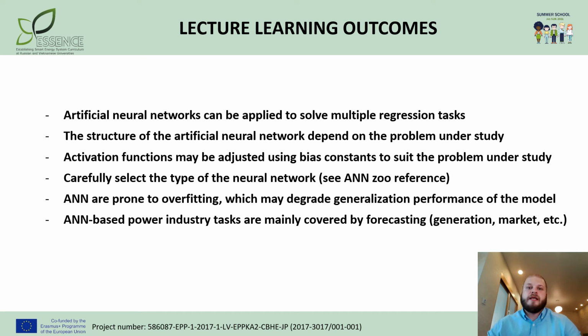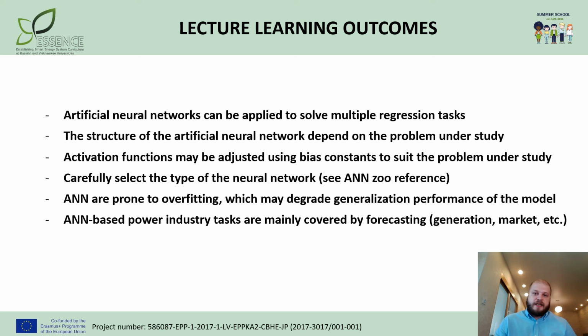Well, now we are smoothly coming to the lecture learning outcomes. And the first outcome consists of just a general statement that artificial neural networks can be applied to solve multiple regression tasks. But actually, I would add that artificial neural networks can be applied to other tasks, like classification, clusterization, etc. So this is a very powerful tool, but requiring big data sets in order to be able to train the artificial neural network.